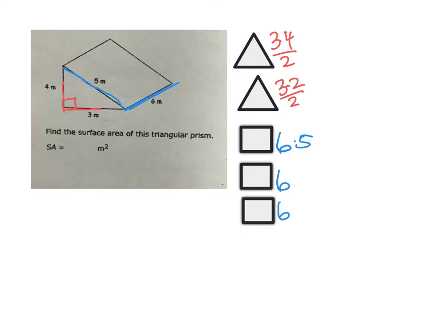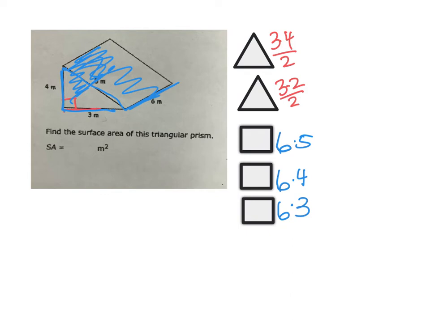The back rectangle is made up of that 6 times 4, and that would be the back, kind of that part that I can't see back there. And then my bottom is made up of 6 times 3. When I find all of those areas, then I'm going to add them together.